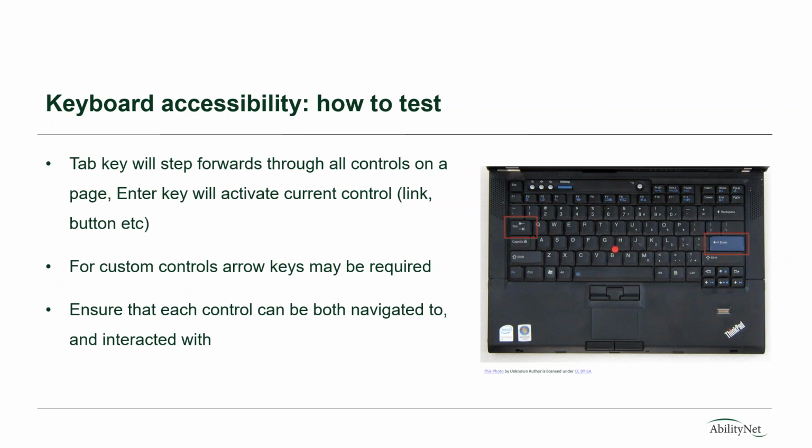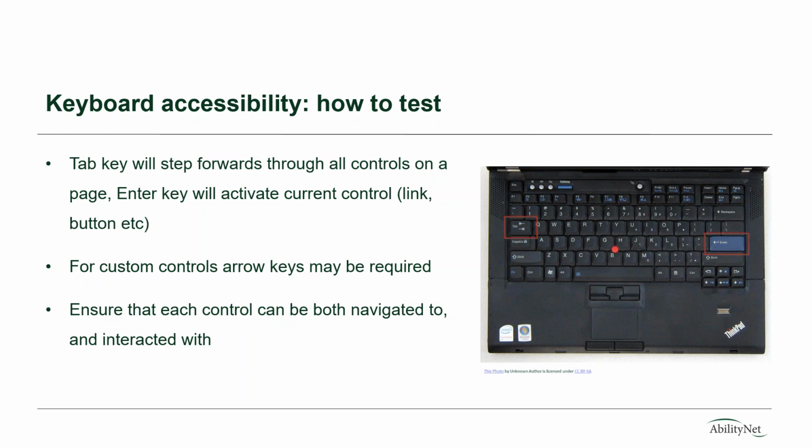So how can you test keyboard accessibility? Well, you navigate using just the tab key and the enter key on a keyboard. That is the primary mechanism for interacting with a web page using the keyboard. The tab key will step forwards through all focusable content, that is controls such as links, input fields, buttons, and so on. And the enter key will activate the current control, link, button, or so on. For custom controls, you may need to use the arrow keys as well, but we're going to cover custom controls in a different webinar, so we will actually come back to that.